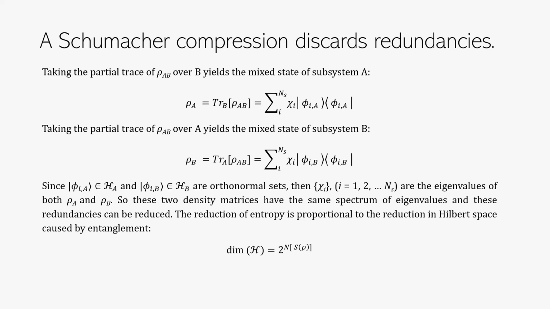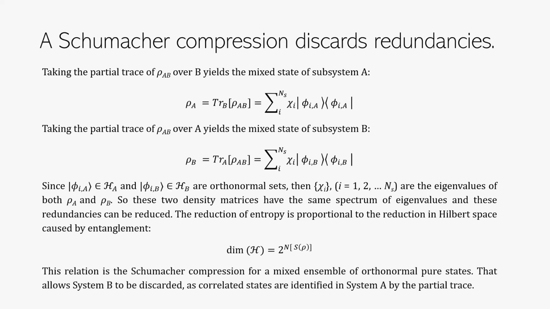The reduction of entropy is proportional to the reduction in Hilbert space caused by entanglement. And because we're looking at a two-state quantum system, that reduction in dimensionality is 2 to the n times entropy. And this equation is the Schumacher compression for a mixed ensemble of orthonormal pure states. This process allows system B to be discarded, as correlated states are identified in system A by the partial trace.